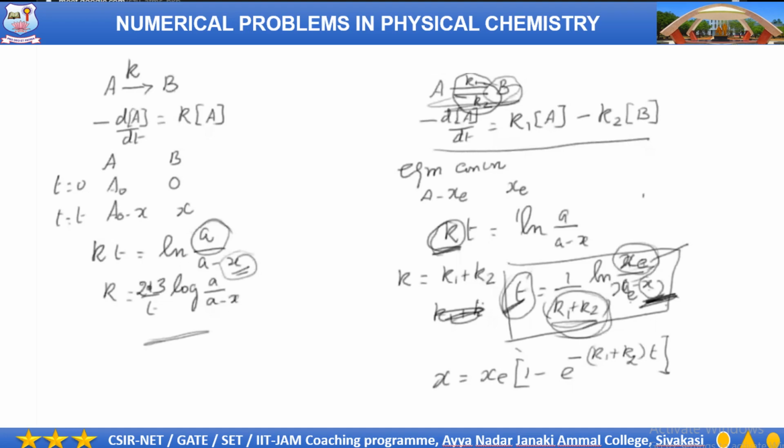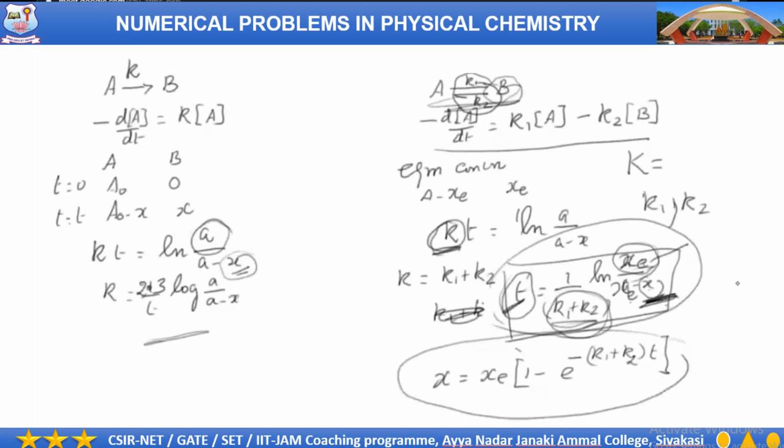Therefore, you have to remember how to calculate K, and from K, how to calculate K1 and K2. If K1, K2 are calculated, then you can substitute and do the problems with this equation. And whenever K1 plus K2 is given, and this is an equilibrium reaction, it should immediately come to your mind that K1 plus K2 is equal to 1 by the relaxation time, the temperature jump method. In some problems, 1 by tau would be given, from which you should calculate K1 and K2 and substitute K1 and K2 in this equation. You can calculate the required parameter.